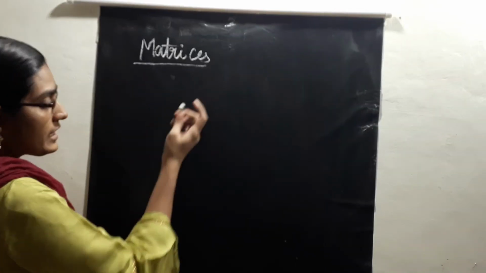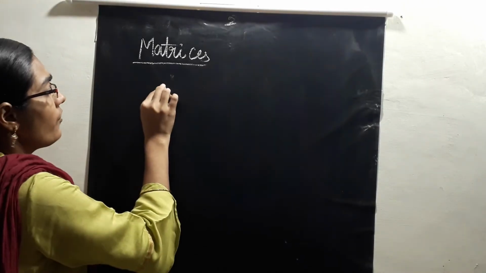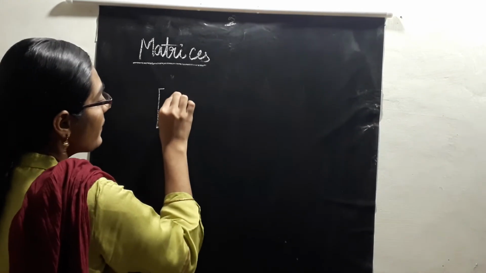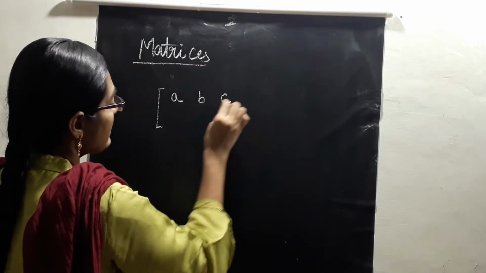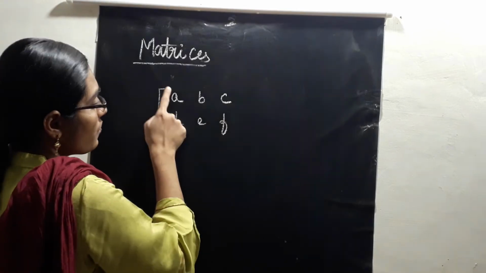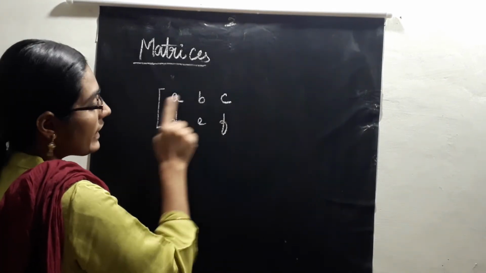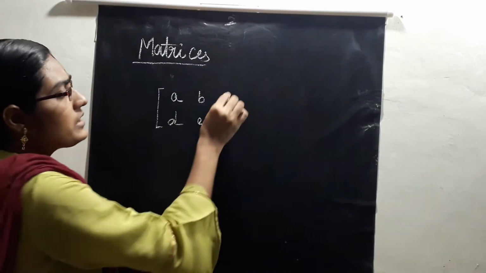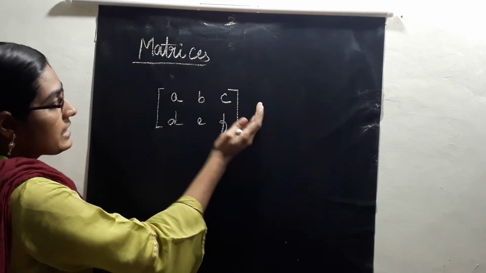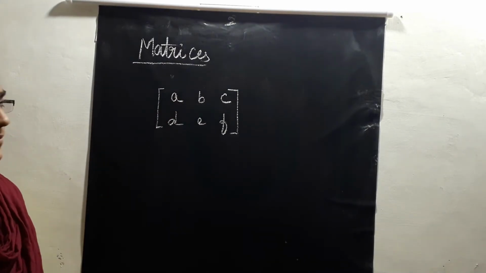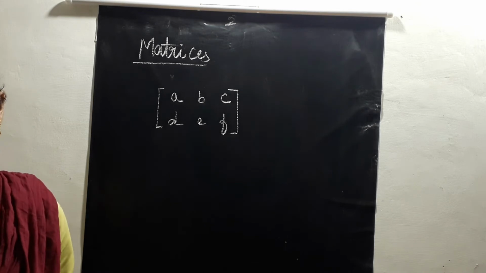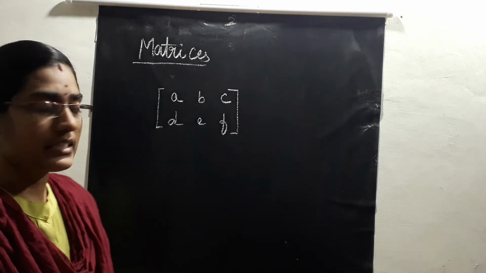So what is a matrix? For example, consider that in a bench 3 members are sitting like this, A, B, C, and in the second bench another 3 members are sitting. While considering these two you will get a rectangular form, right? If you express any elements in a rectangular arrangement within a bracket, that is called a matrix. So matrices means the rectangular arrangement of elements is called a matrix.